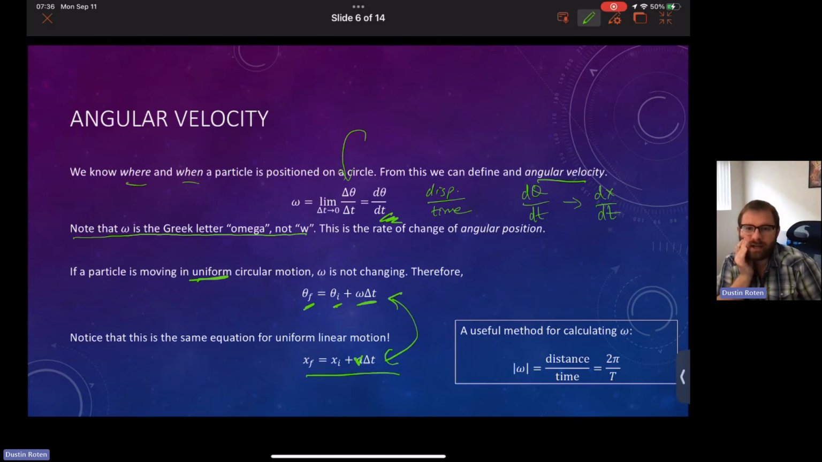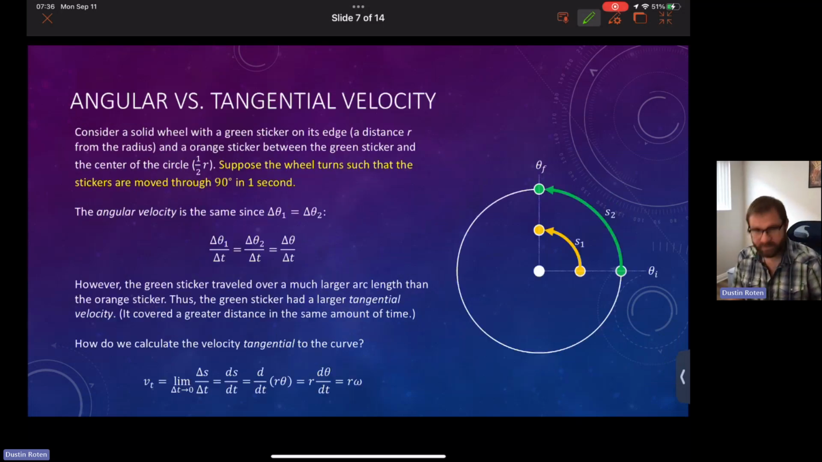Now, we can actually calculate omega in a really easy way, because remember, omega is just distance over time. So if we have a distance, 2 pi, which is just the full circumference, and we know the period, so how long it takes to travel that circumference, we can calculate omega very easily. So this is just a quick little relationship to get that angular velocity.